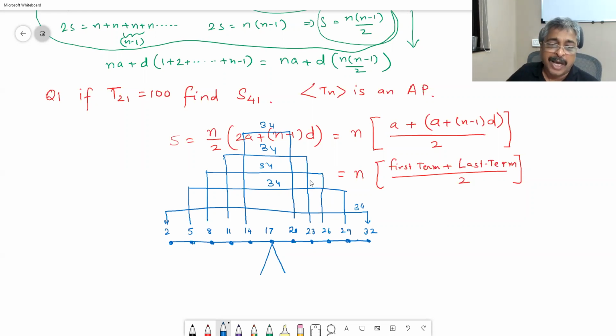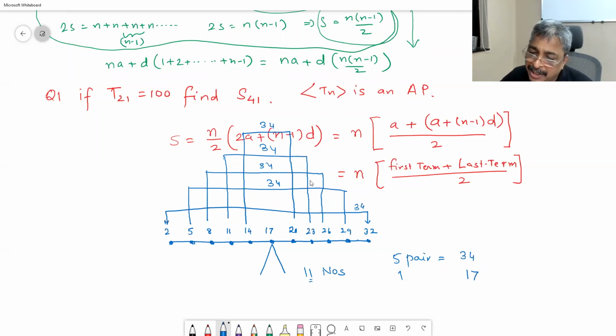Therefore, how many such pairs are there in this case? There are a total of 11 numbers, and we got how many pairs? 5 pairs, each adding up to 34. And one number remaining, the 11th number, because they are pairs. So if it is odd, then always one number will remain, which is the number at the center, and it is 17. So the total will be 5 into 34 plus 17.